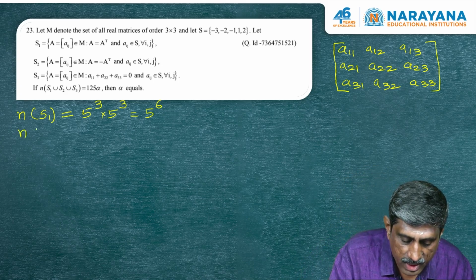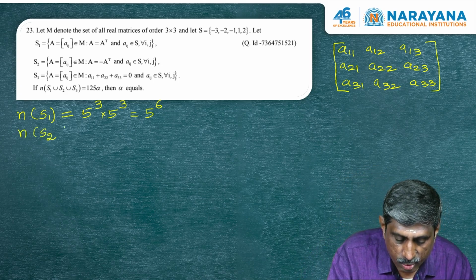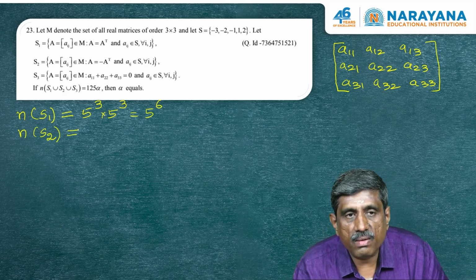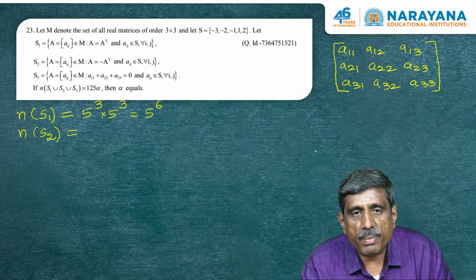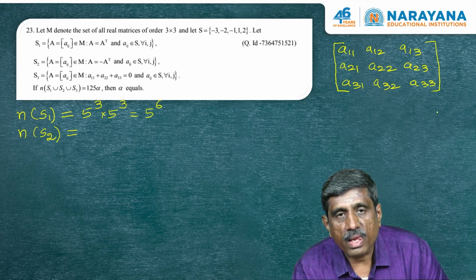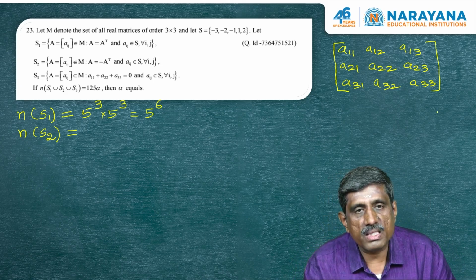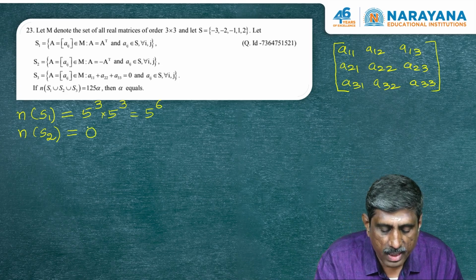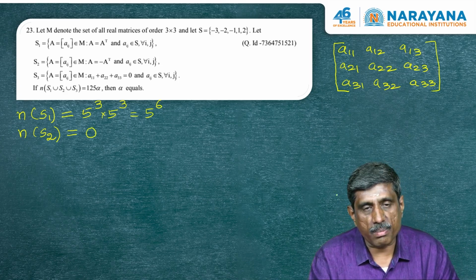Let us find what is n of S2. S2 is a skew symmetric matrix. For a skew symmetric matrix, we know the elements in the principal diagonal should be 0, but there is no 0 in the given set. Therefore, there is no possibility to form a skew symmetric matrix.